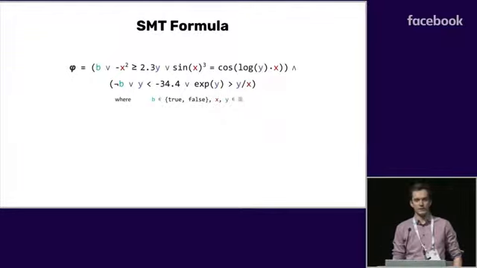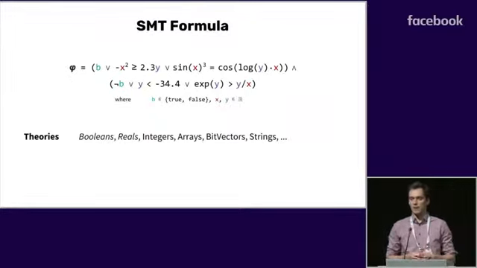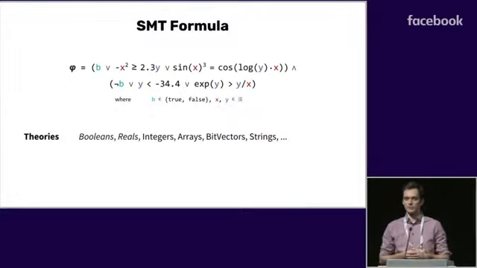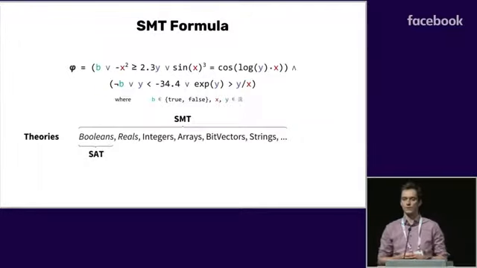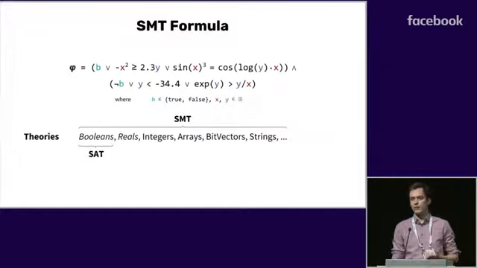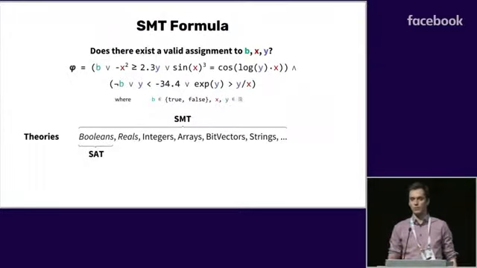In fact, you can be even more expressive because SMT defines a set of theories that you can use that additionally include integers, arrays, bit vectors, or strings. And at this point, I would just like to note that for those of you who are familiar with SAT formulas, SMT is in fact a generalization over SAT formulas that are defined only over Booleans. Now, given such a formula, the interesting question that we might want to ask is, does there exist a valid assignment to the variables such that the formula is true?